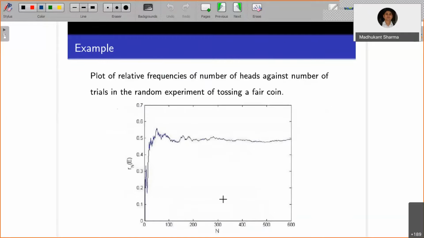So let us have one plot of relative frequency of number of heads against the number of trials in the random experiment of tossing a coin. If all conditions are met in a good way, like the coin is fair and it is in a good environment, and you perform the experiment with, suppose, 600 trials, the relative frequency of heads is going to tend to approximately 0.5.